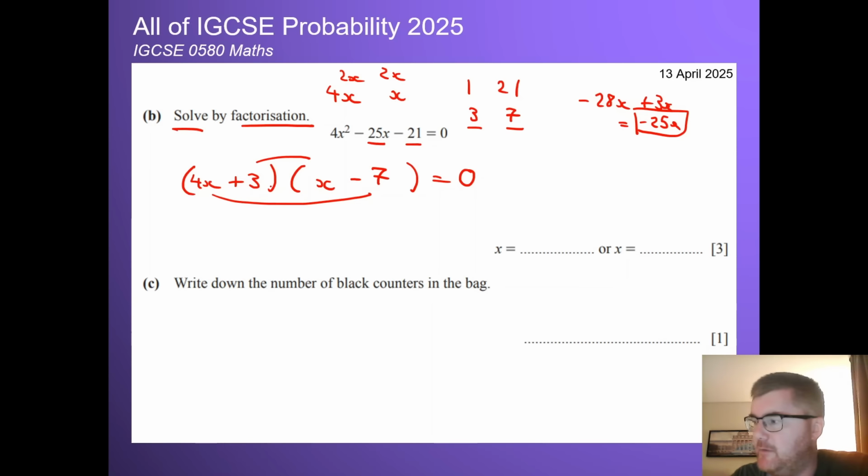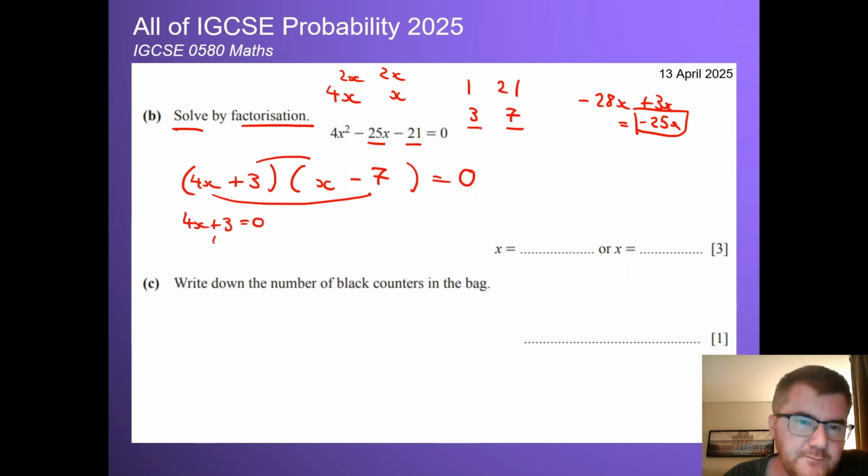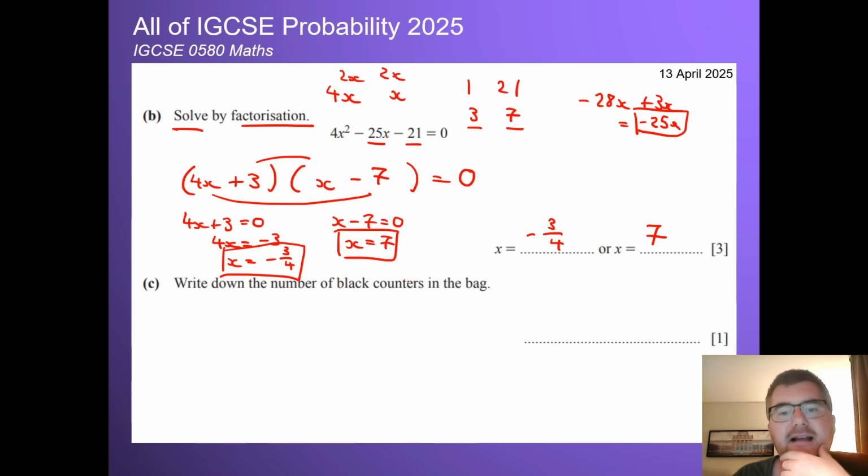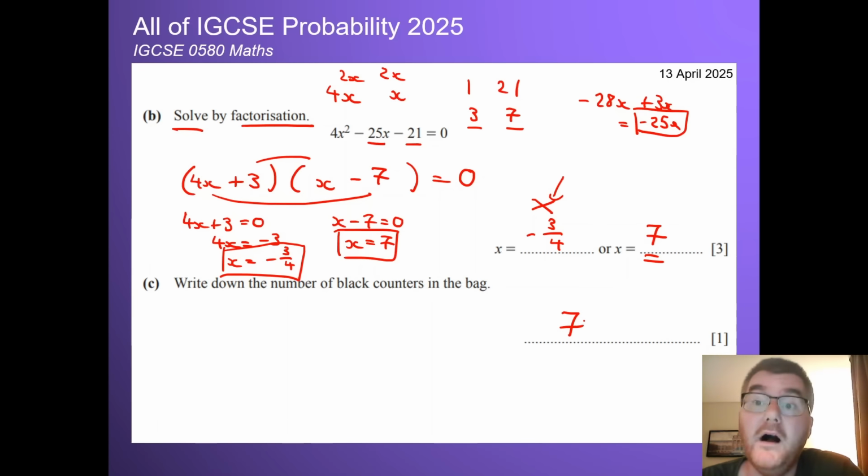So that means then, if we work out the two answers here, either 4x plus 3 is 0, so 4x equals minus 3, x is equal to minus 3/4, or x minus 7 is 0, in which case x is 7. So we have our two answers for x here, minus 3 over 4 and 7. And then we have to find the number of black counters in the bag. Well, again, x can't be negative. x represented how many black counters. We can't have negative 3/4 counters, therefore it must be 7. So we put in 7 for our 1 mark.